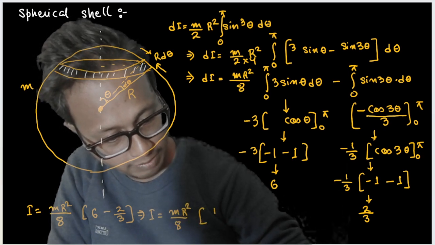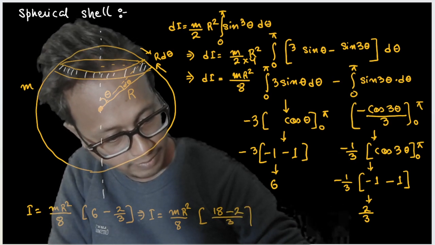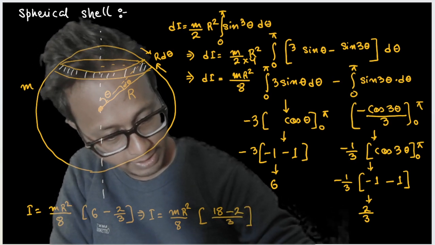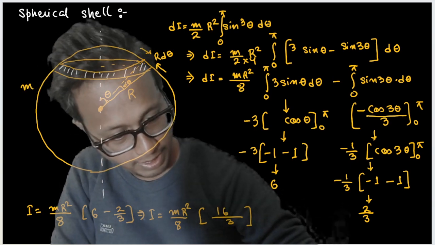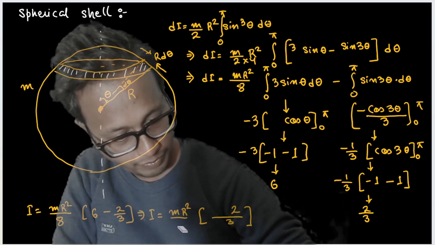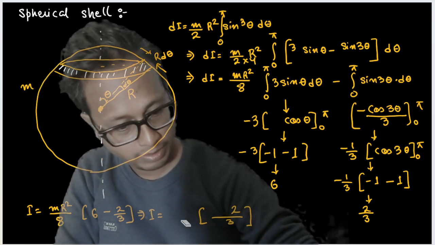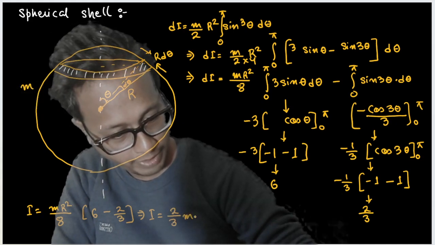6 minus 2 by 3 is nothing but 18. If I take the LCM, 6 is 18 minus 2 by 3. So 18 minus 2 is nothing but 16, 16 by 3. 8, 2 is a 16. Okay. So 2 by 3 mr square. So moment of inertia of a spherical shell is nothing but 2 by 3 mr square.